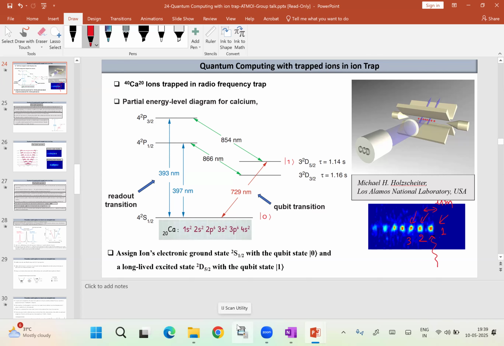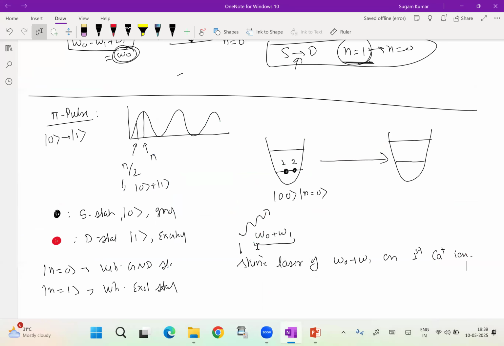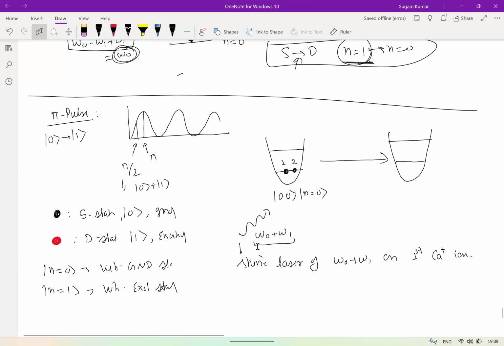So in this situation, you can see what's going to happen. If I shine on the first one, technically this photon is going to hit only the first one. It means this first ion is going to go from 0 to 1: this is the first and this is the second. So the first position will change to 1. The second still remains 0. Is it clear? And this omega 1 is also going to excite this into the n equal to 1 state.